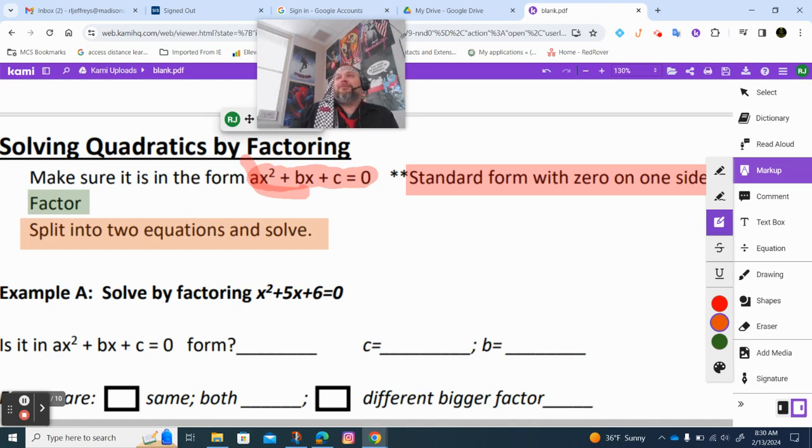Right, factoring. Factoring actually has more steps because you have to think, are my signs the same? Are they different? Blah blah blah, all that kind of stuff.